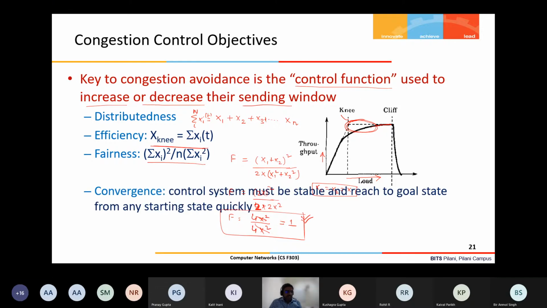Then the last but the most important objective of any congestion control algorithm is that my control system must be stable and reach the goal state quickly from any starting state. Wherever the system starts, from whichever point it starts, it should reach the final goal state. And what is the final goal state? Maximum efficiency and maximum fairness. These are the two main objectives.